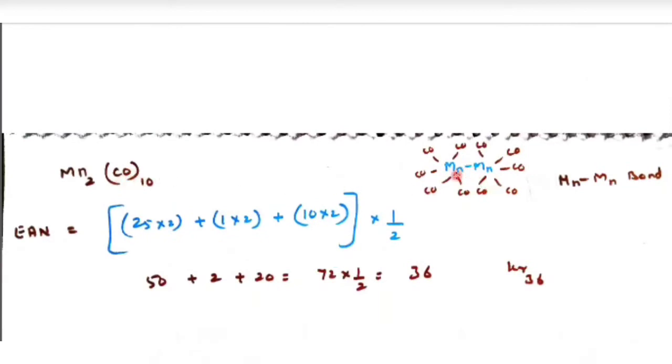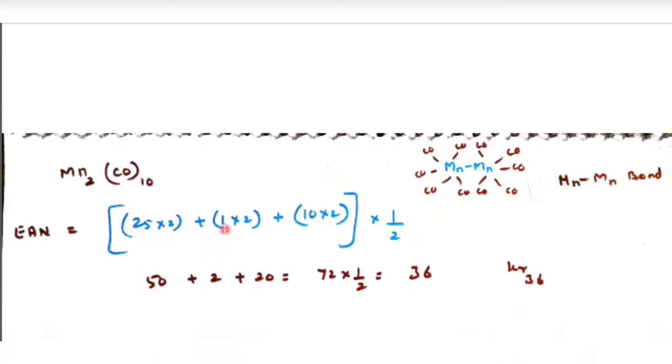So this is the structure, Mn-Mn bond. Here there are 5 and 5 CO ligands, and no bridge ligands. There is no bridge carbonyl; everything is C triple bond O. It is only one sigma bond, the Mn-Mn bond. The atomic number of manganese is 25, into 2 is 50.